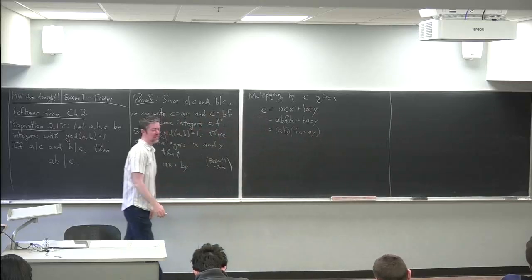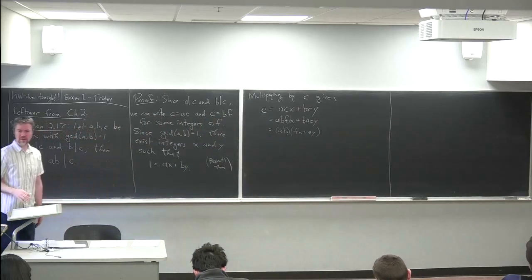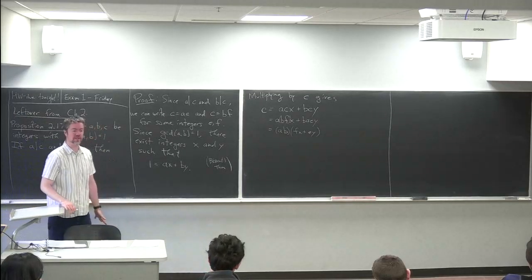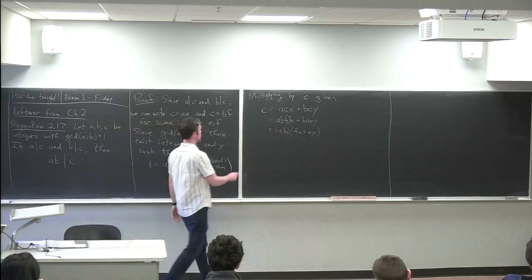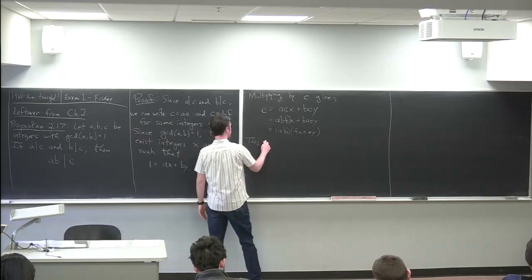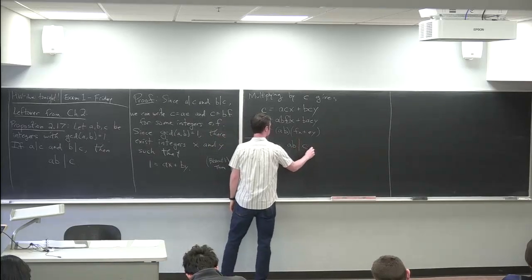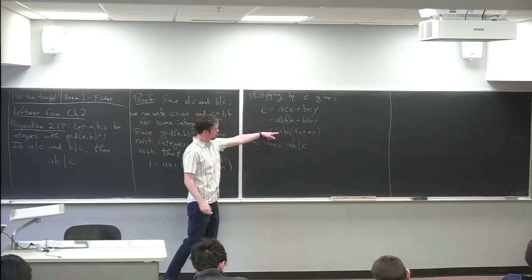Because everything in sight is an integer, all the letters are integers, the expression Fx plus Ey is also an integer. So this shows what we wanted, because it says C is AB times another integer.